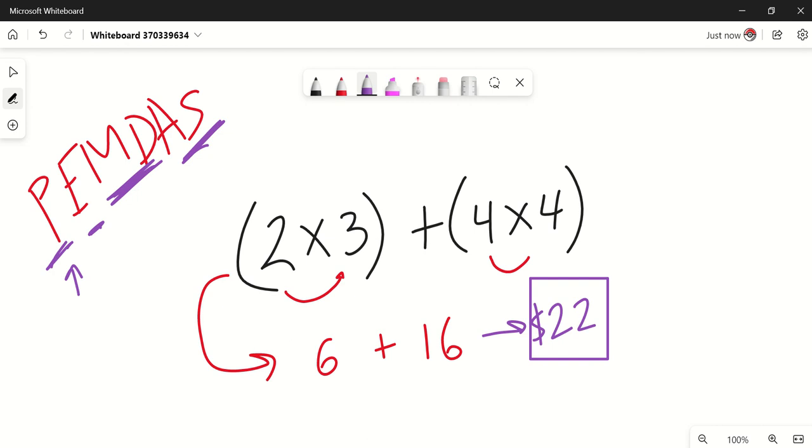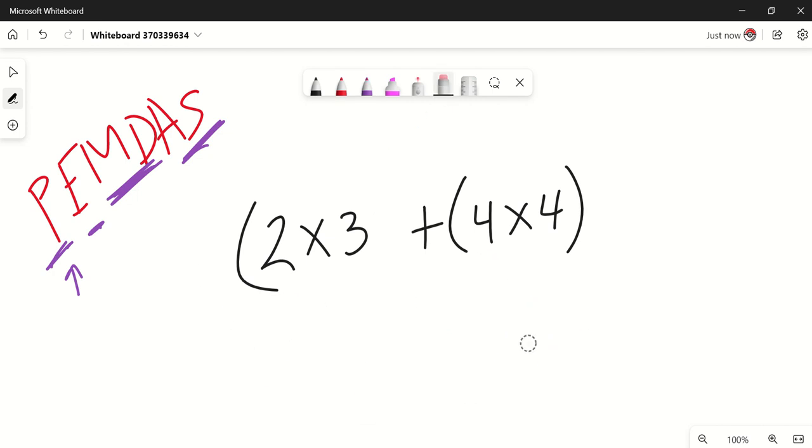All right. So, going back to math, this would be order of operations. This would be another way of writing out what we did, just in parentheses, 2 times 3.